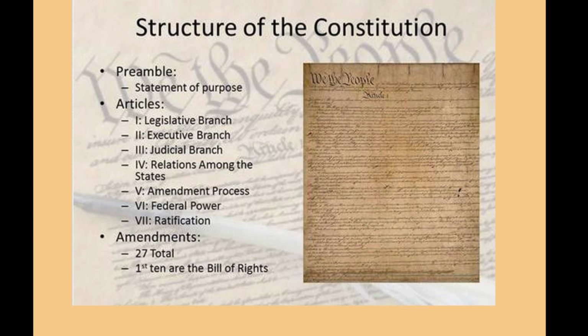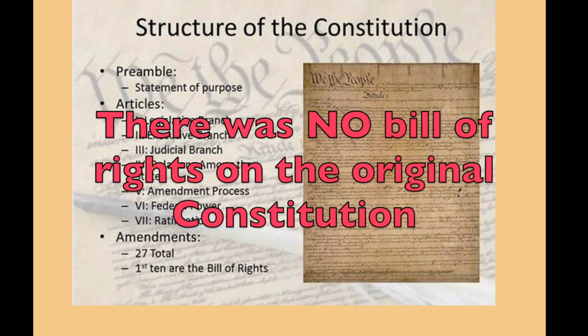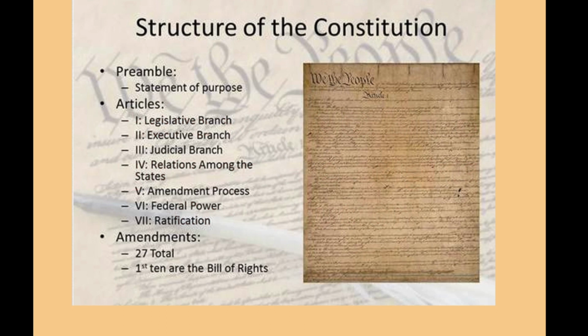The third part is the amendments. There are a total of 27 amendments now. The first 10 amendments are called the Bill of Rights. Remember, when the framers left the Constitutional Convention in 1787 in Philadelphia, there was no Bill of Rights on the Constitution. It was added later in the very early 1790s.